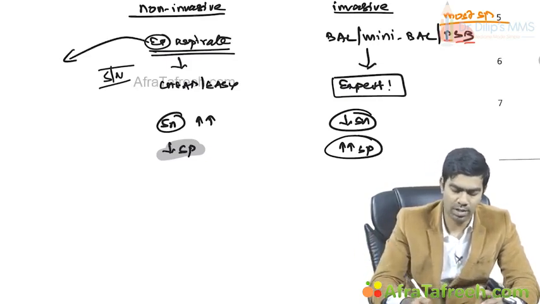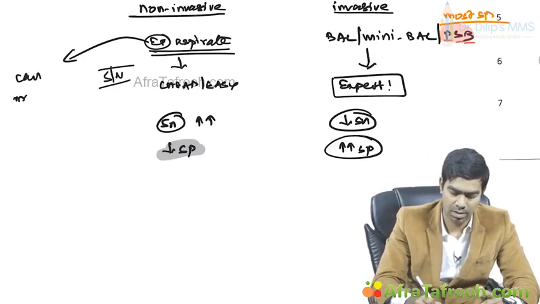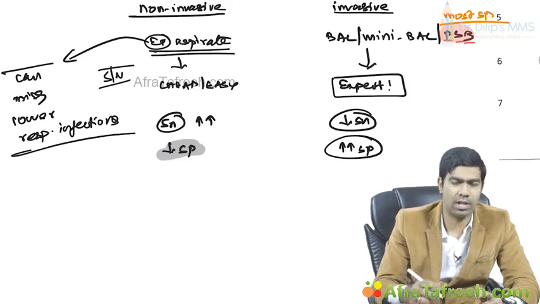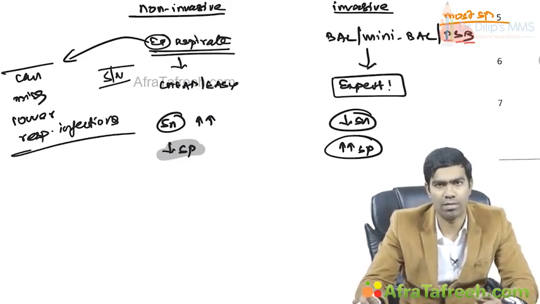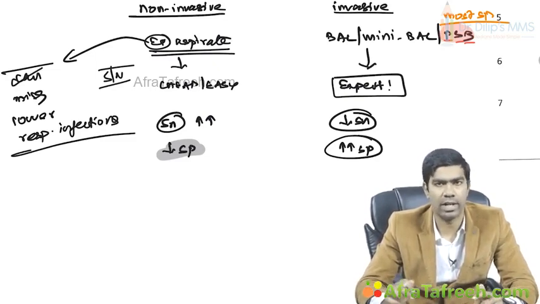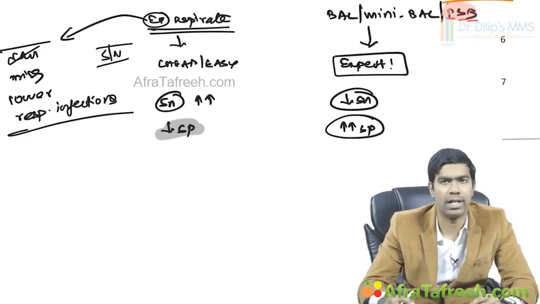And one important point is this ET aspirate can miss your lower respiratory infections sometimes. If it's deep down, the ET aspirate can easily miss, because the secretions may not reach that level, because the patient is not actively coughing on a ventilator. So they can miss a lower respiratory tract infection that is very deep down. So this is one problem with the ET aspirate.